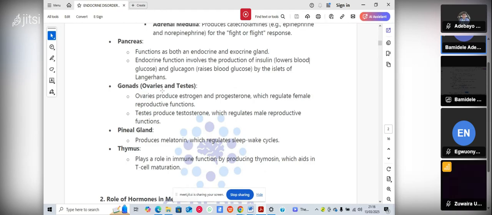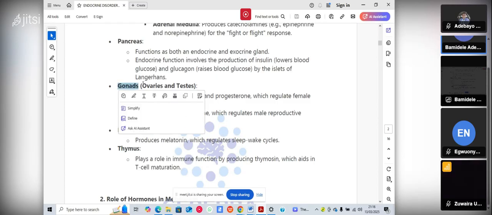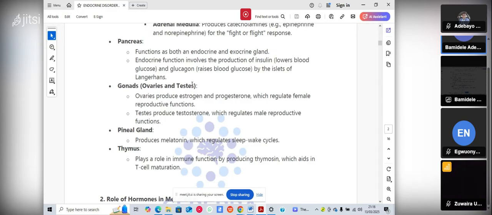Right. Moving on, we have the gonads. Gonads is just another word for the reproductive organs. So we have the ovaries for women, and we have the testes, which is typical to men. So the ovaries produce estrogen and progesterone. So they help to regulate the female reproductive function. And the testis produces testosterone, which helps to regulate the male reproductive function. These are things we know already. Just a recap of the anatomy before we go into the disorders.